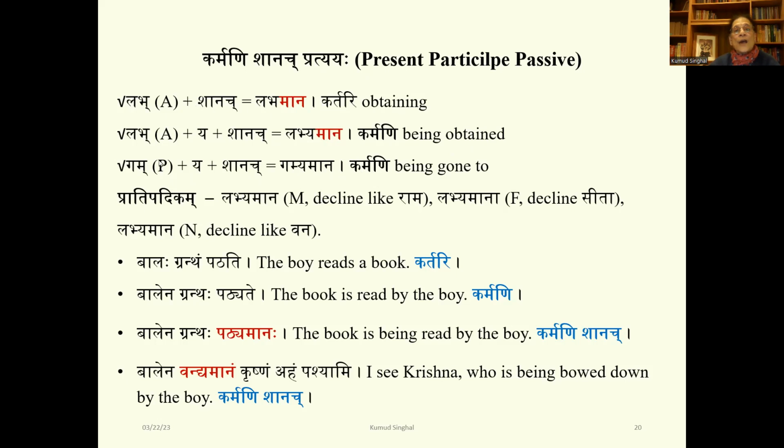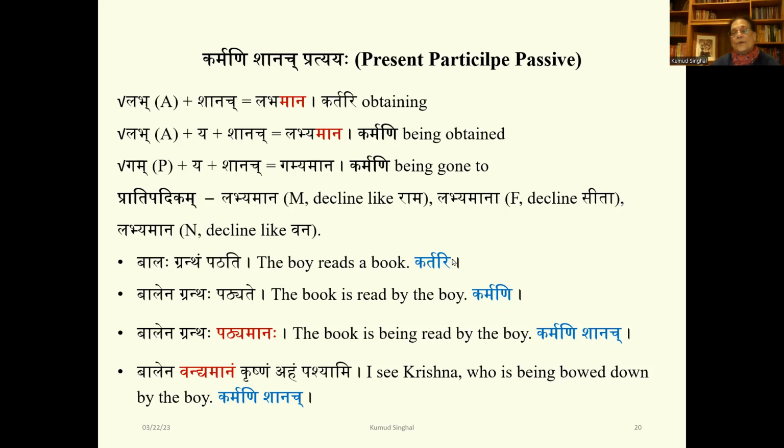And if you now have a Parasmaipadi dhatu, gam, and you add a Shanach, Shane, then it will be Gamyaman, being gone to. So here Labhyaman will decline like Rama, Labhyamana like Sita, and this is like Vana. So let's look at these examples. Balaha Grantham Pathati. So this too we have studied. So this means the boy reads a book.